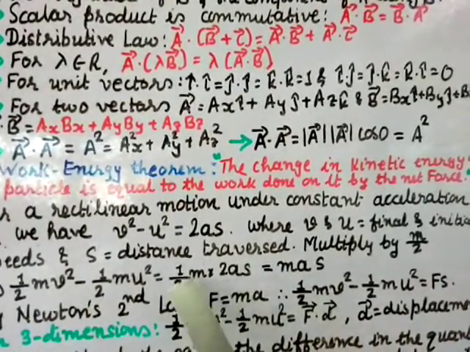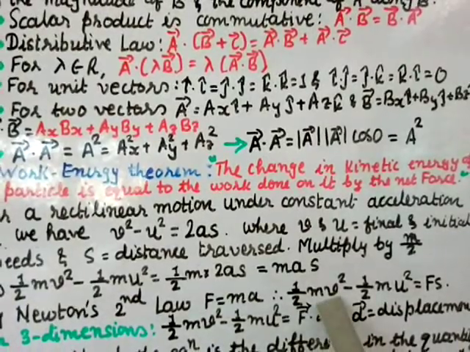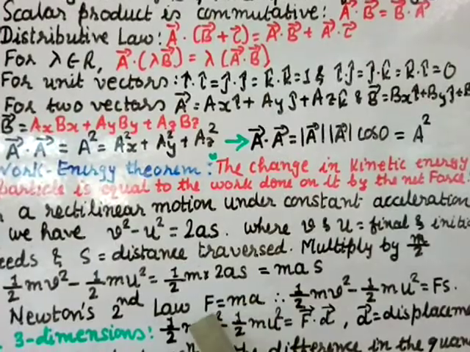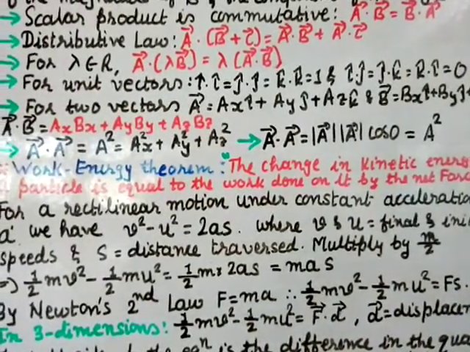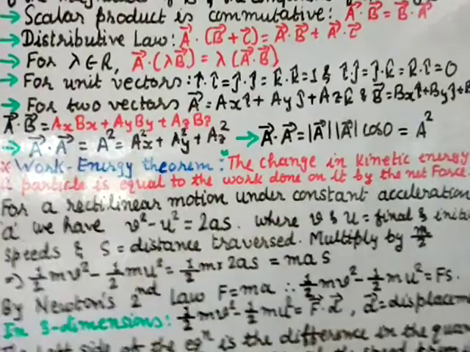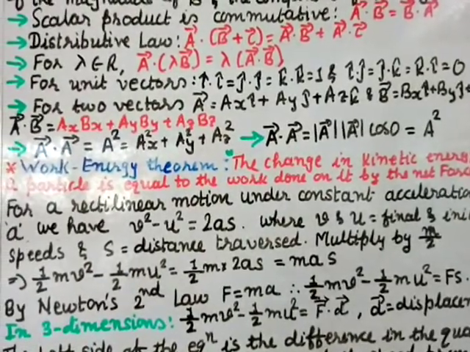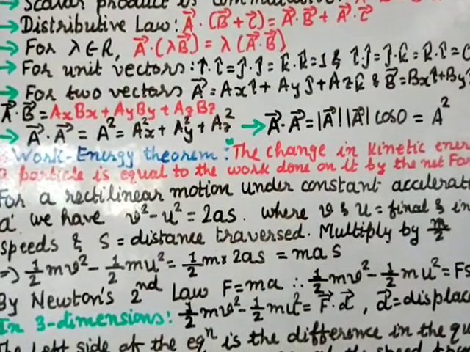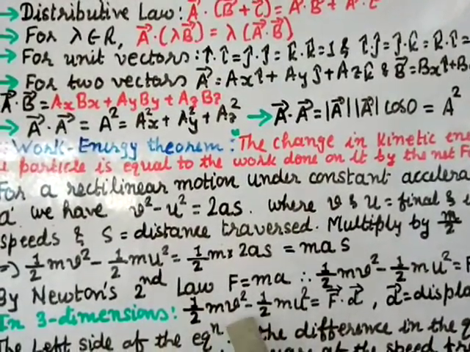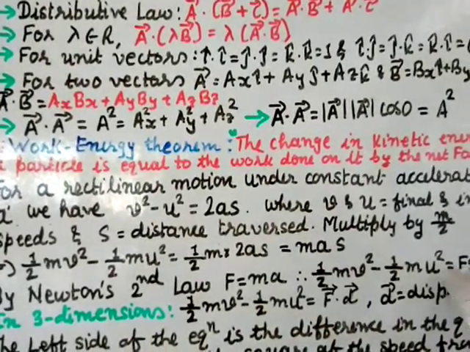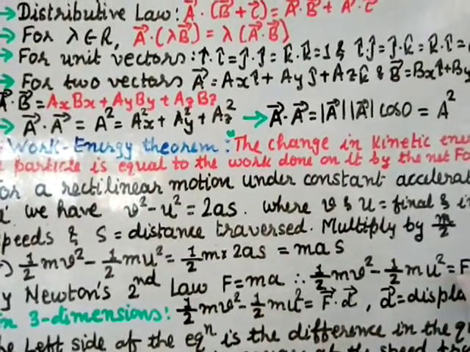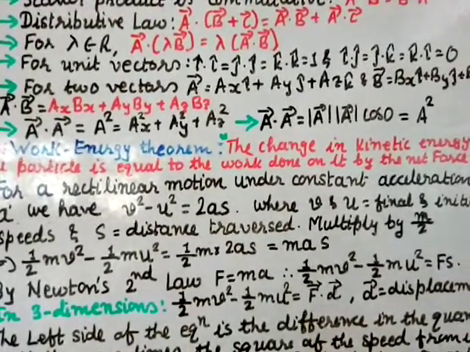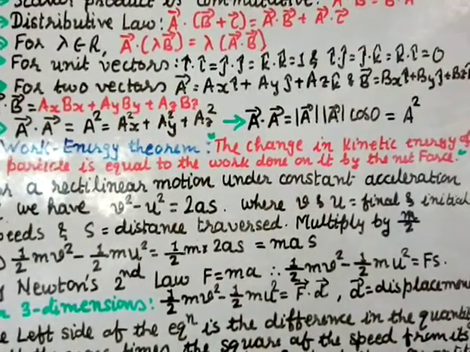So 1 by 2 m v square minus 1 by 2 m u square is equal to F into s. Now this is in straight motion. Suppose you have a three-dimensional motion, that is, in space. Then we write it as vector quantities: 1 by 2 m v square minus 1 by 2 m u square equal to F dot d, where the force F is a vector and d is the displacement vector.